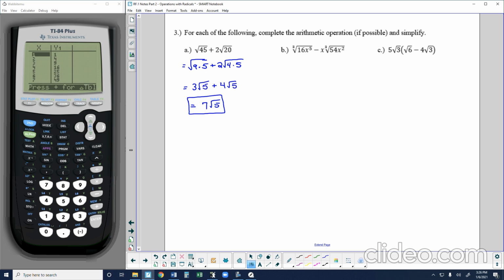So we have to make sure that the root is the same type, they have the same power, and the radicand, the value on the inside, is the same. Let's take a look at B. In B, we can again see they're both cubed roots, but the radicands are not the same. So I need to simplify these cubed roots first if I can, and then maybe the radicands would be the same. So 16 is not a perfect cube, but 8 goes into 16, and 8 is.